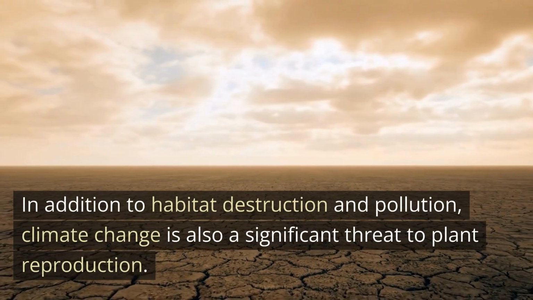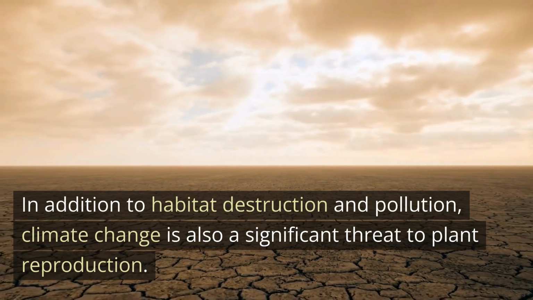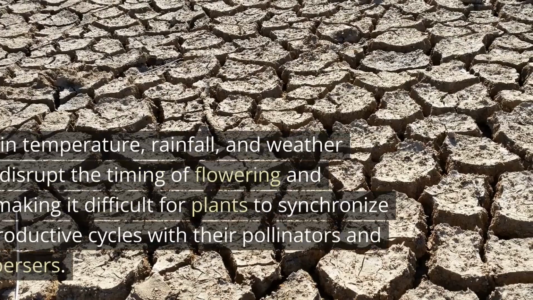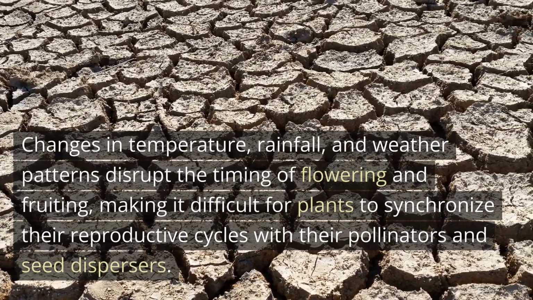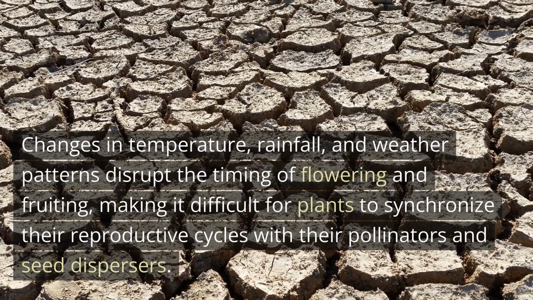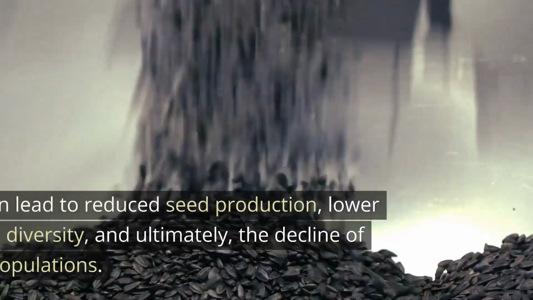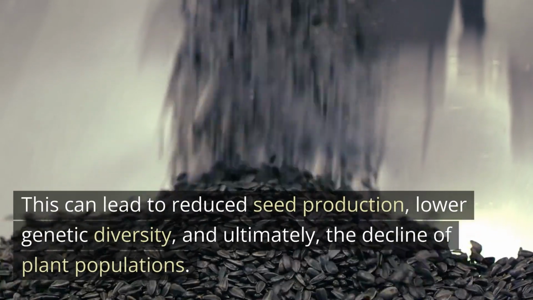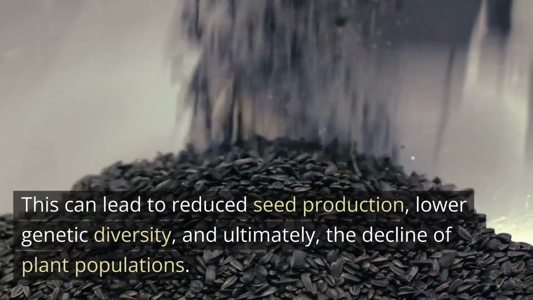In addition to habitat destruction and pollution, climate change is also a significant threat to plant reproduction. Changes in temperature, rainfall, and weather patterns disrupt the timing of flowering and fruiting, making it difficult for plants to synchronize their reproductive cycles with their pollinators and seed dispersers. This can lead to reduced seed production, lower genetic diversity, and ultimately, the decline of plant populations.